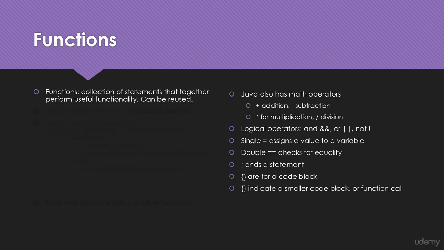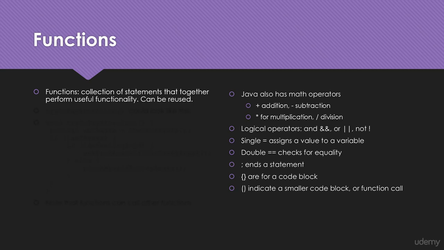And if you want to check for equality, you can actually use a double equals. So if you say if A double equals B, then you're actually checking for equality. If you say A equals B with a single equals, it assigns the value of B to A. But if you use double equals, if you say if A equals B, then you're checking for equality. And we saw the semicolon earlier, which ends a statement, the curly braces for a code block, and the circular braces for a smaller code block or a function call.